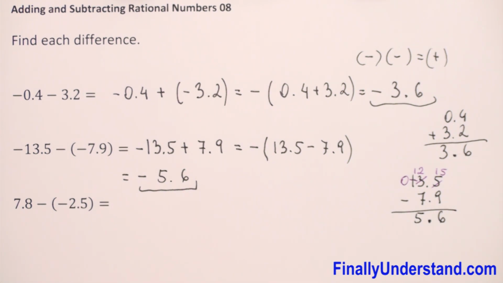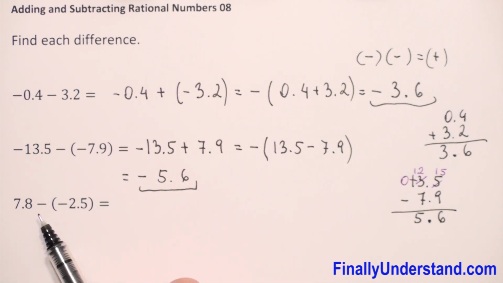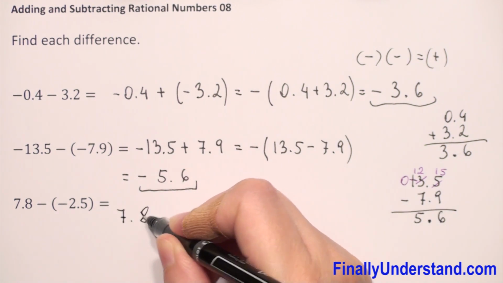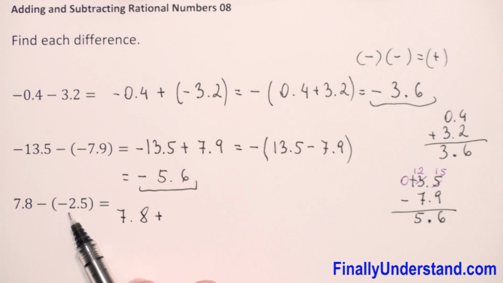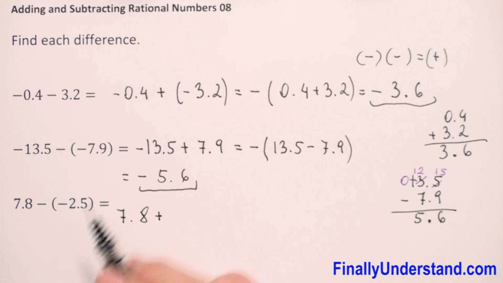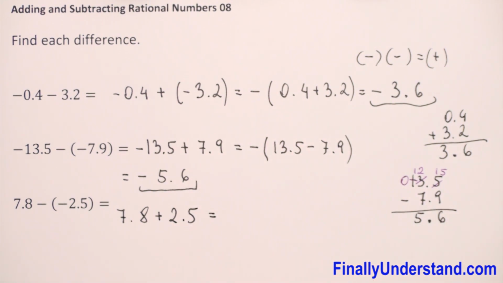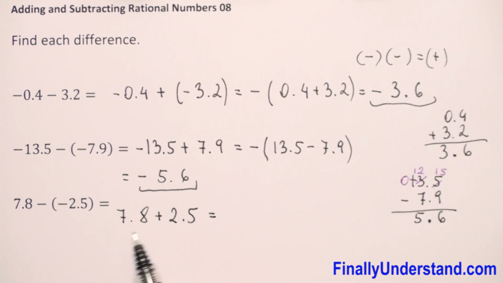So next example, we have subtraction. Like I said, we use the same rule as for subtracting integers. So we change subtraction to addition and add the opposite number. So we copy 7.8, we change subtraction to addition, and we add the opposite number. The opposite to negative 2.5 is 2.5. So we have addition of two positive numbers, or we can memorize that two negative signs give you positive.